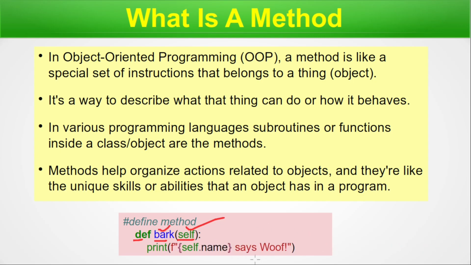And what we have is the print statement: self.name says woof. Woof is something a dog says when it barks. So this is one method we are defining. It's a simple thing. Let us learn the simple things first, and then slowly you can go for the complex ones. This is what is called a method and how we define a method. Now let us move on to the next slide.